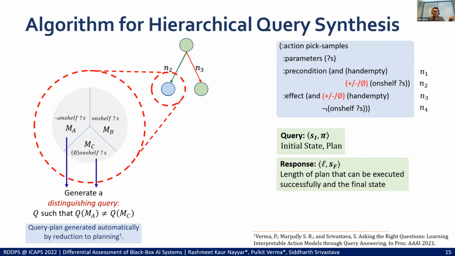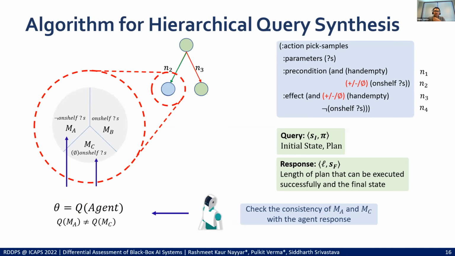So this query generation has the property that an answer to this query by these two models will always generate different responses. And once we get this query, we pose this to the agent, and it responds using its internal model or simulator. And then we check the consistency of the agent's response with that of these two models. And based on that, we prune out the inconsistent model.